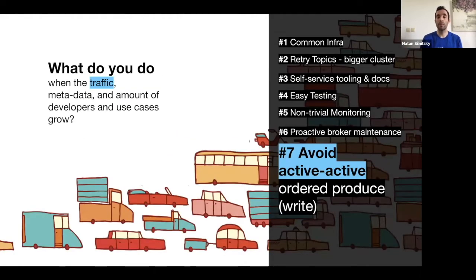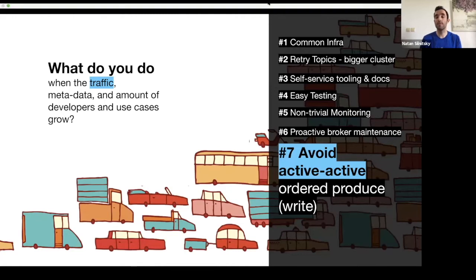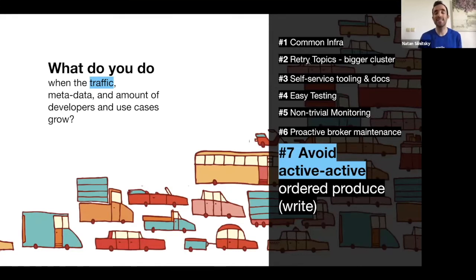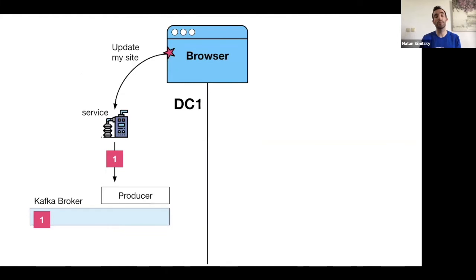Okay, now the seventh lesson for today is to avoid active-active ordered produce. So Wix is found on multiple data centers around the world and on many, many points of presence data centers to be close to our users. But still, if you have a situation where you want to, let's say, update the site, and you want this specific site's updates to be processed in parallel. So what will happen if you do an active-active design for the DCs?